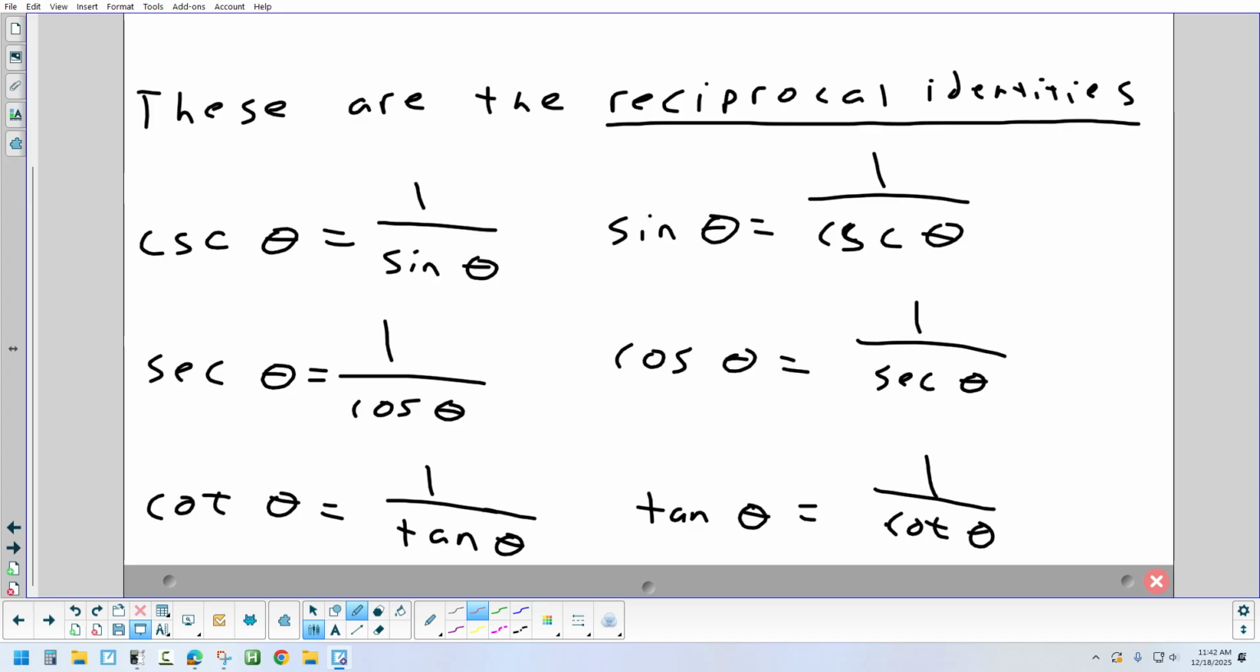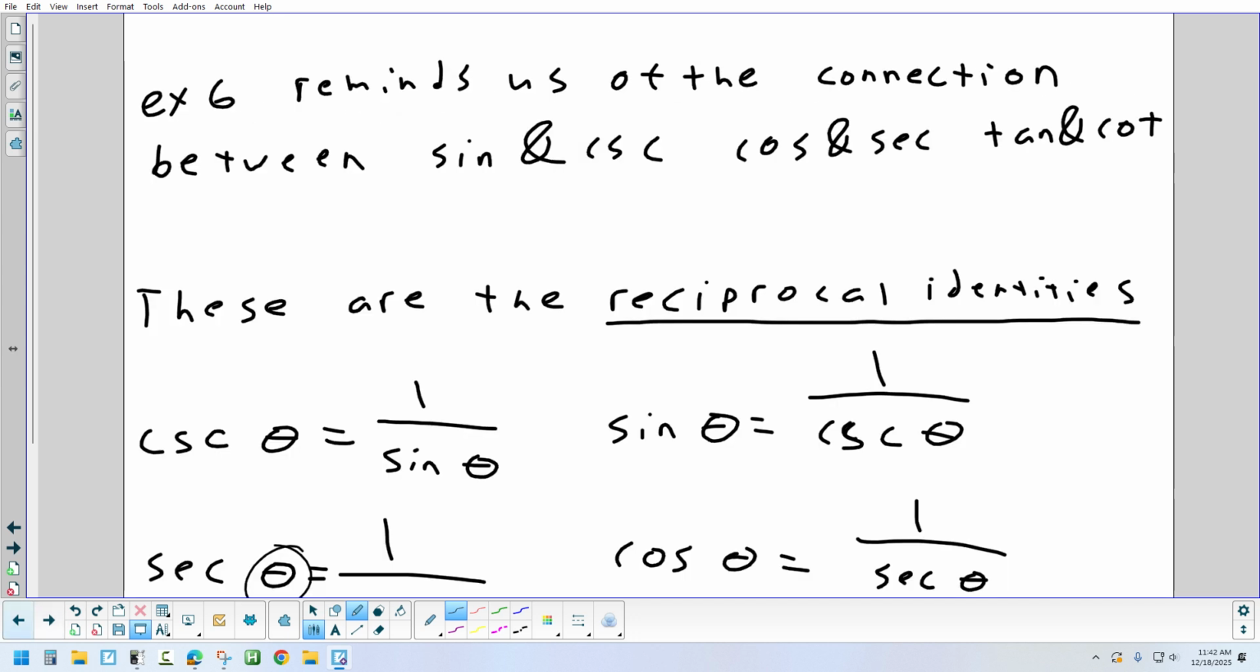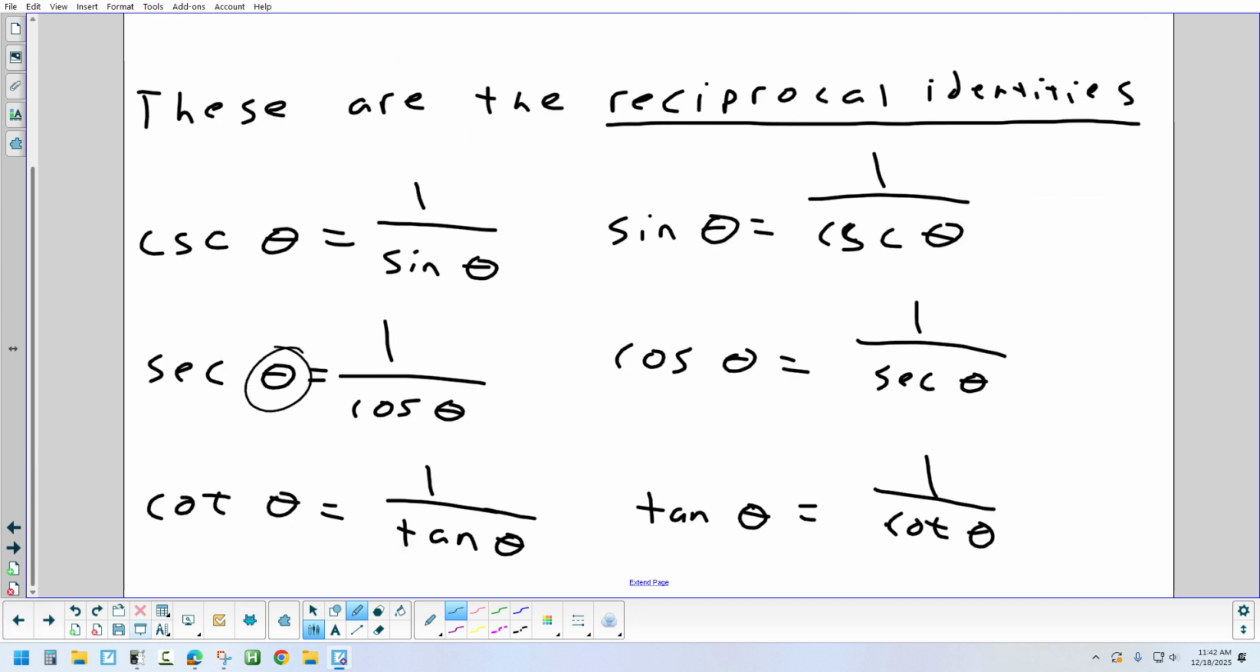And notice I didn't fill in a specific number for this angle. I just left it as the angle, whatever the angle is, 42, 57, 10. That doesn't matter. It works all of the time. Okay, so these are what we call reciprocal identities.